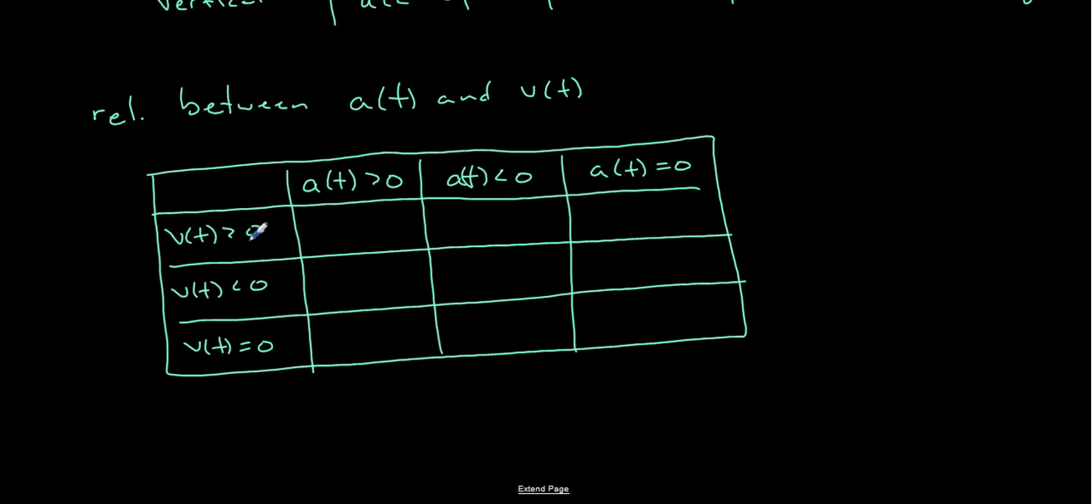If my velocity is positive and my acceleration is positive, I'm traveling in the right direction and accelerating in the right direction. What's happening? Speeding up. If my travel is in the right direction, but the acceleration is acting upon me in the negative direction, what's happening? Slowing down.